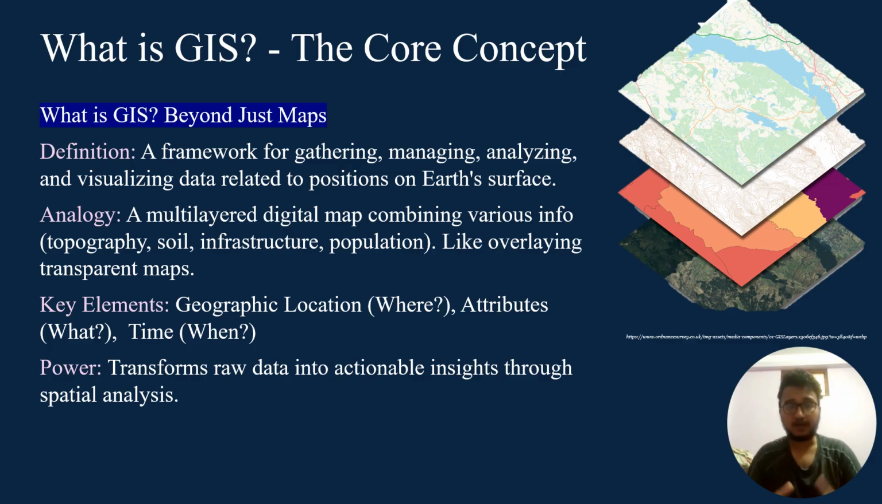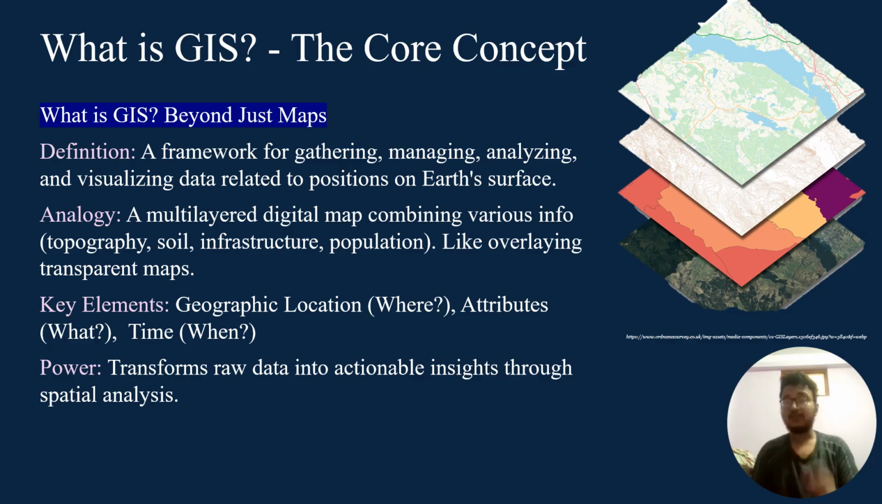At its core, Geographic Information Systems, or GIS, is a framework for gathering, managing, analyzing, and visualizing data related to position on Earth's surface. But what does that really mean? Think of GIS as a multi-layered digital map that combines various layers of information from topography and soil types to infrastructure networks and population densities.